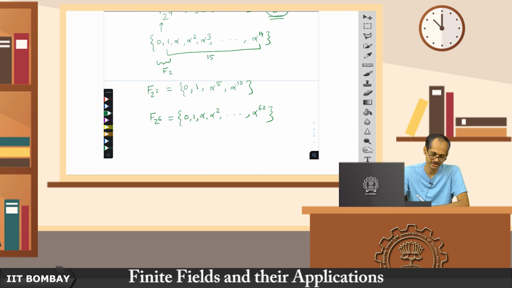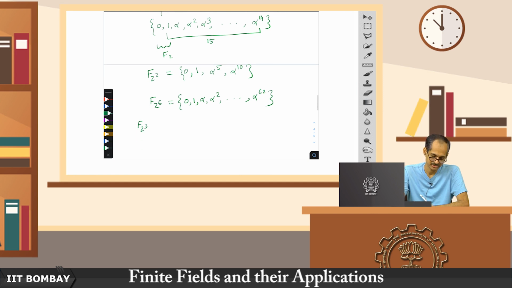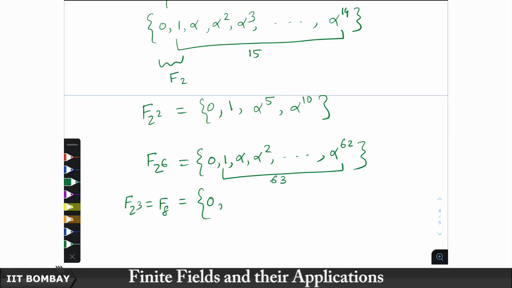Now, if we want to identify the subfield F 2 power 3, 2 power 3 is 8, F 8. What will be the elements? So, you have to have 0 and then a cyclic subgroup of this multiplicative group of order 7. 7 divides 63, the order of this is 63, so 63 by 7 is 9. So, you take alpha power 9, the subgroup generated by alpha power 9 will have exactly 7 elements. So, those are the 7 elements that will come here.